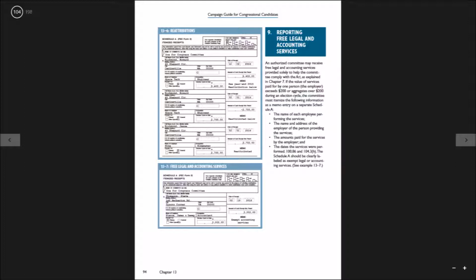The name of each employee performing the services, the name and address of the employer of the person providing the services, the amounts paid for the services by the employer, and the dates the services were performed. The Schedule A should be clearly labeled as exempt legal or accounting services.